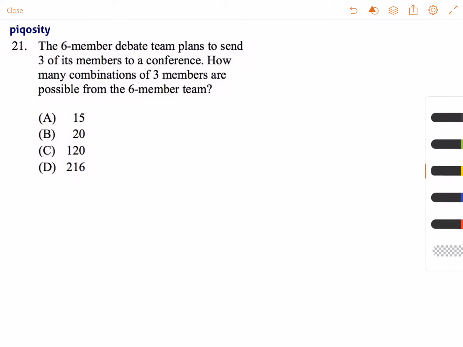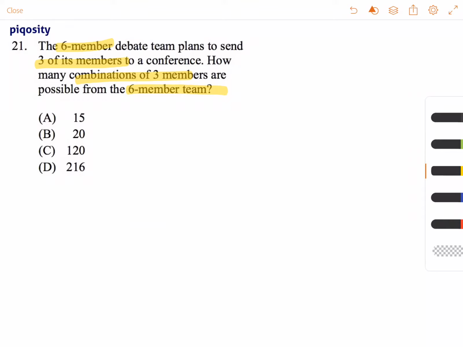This is Stephen, and this question is testing whether or not you know how to solve for combinations, which is kind of like permutations and the fundamental counting principle. The question reads: the 6-member debate team plans to send 3 of its members to a conference. How many combinations of the 3 members are possible from the 6-member team?